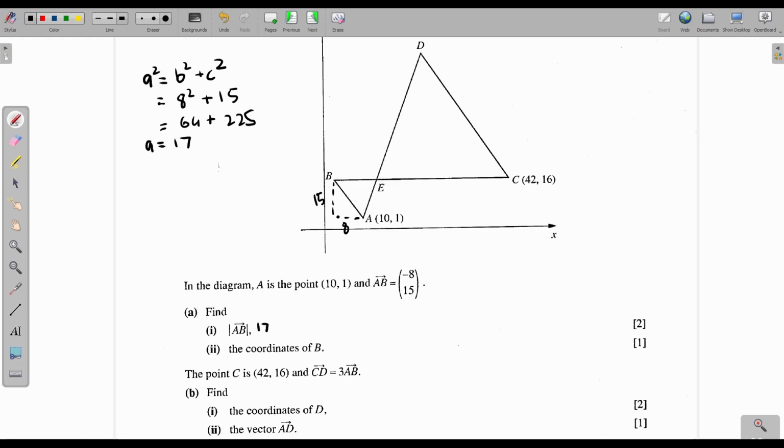And now we need to find the coordinates of B. So again, this tells us what we need to add to the x of A and to the y of A to get to B. So we can just do that. So the x of B is going to be 10 plus minus 8, which is 10 minus 8, which is 2, and 1 plus 15, which is 16. So B is going to be (2, 16).